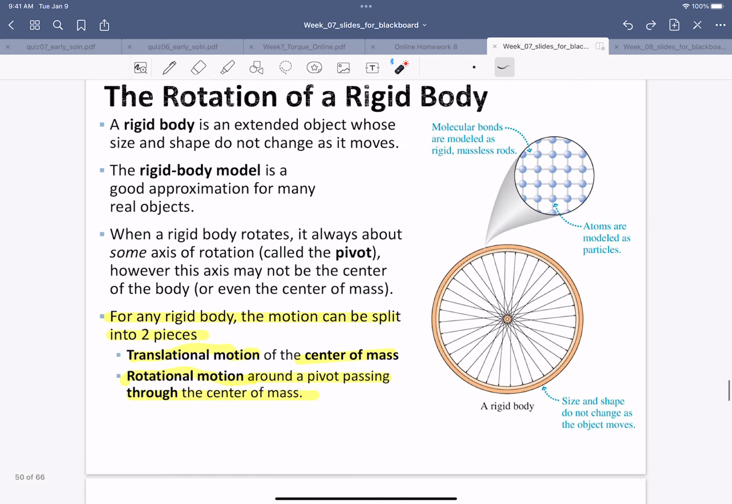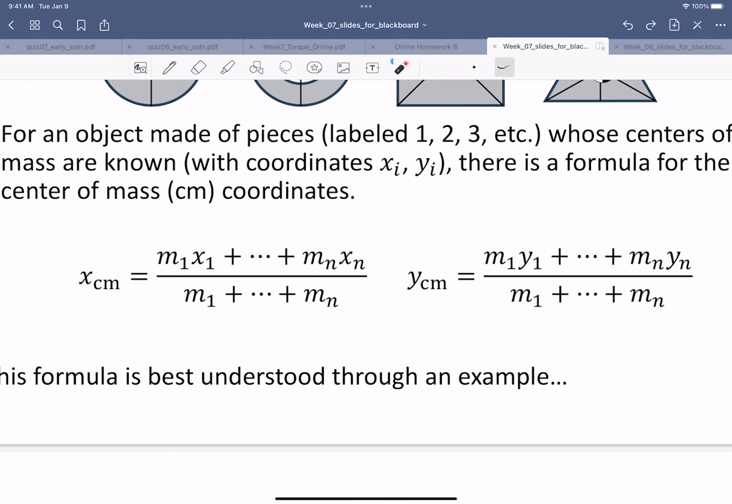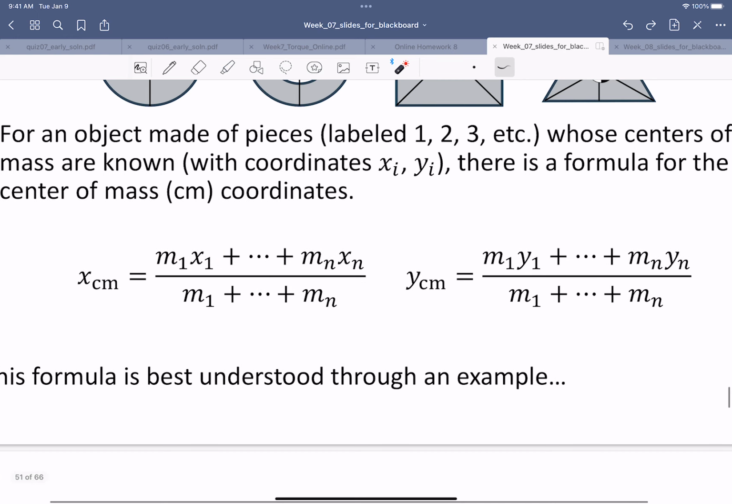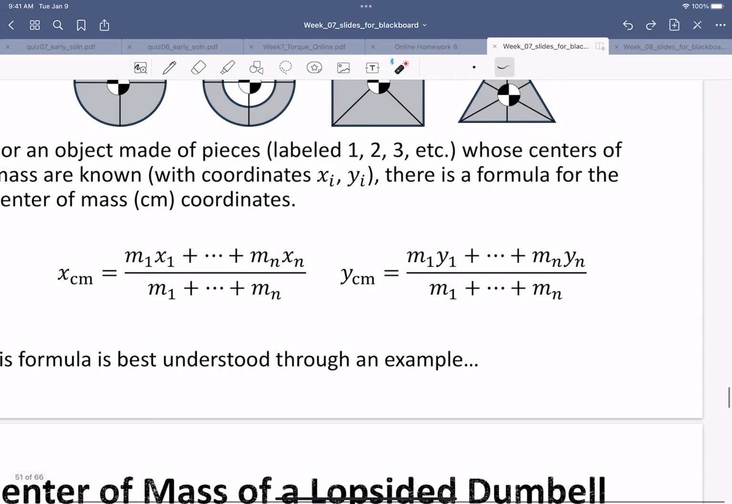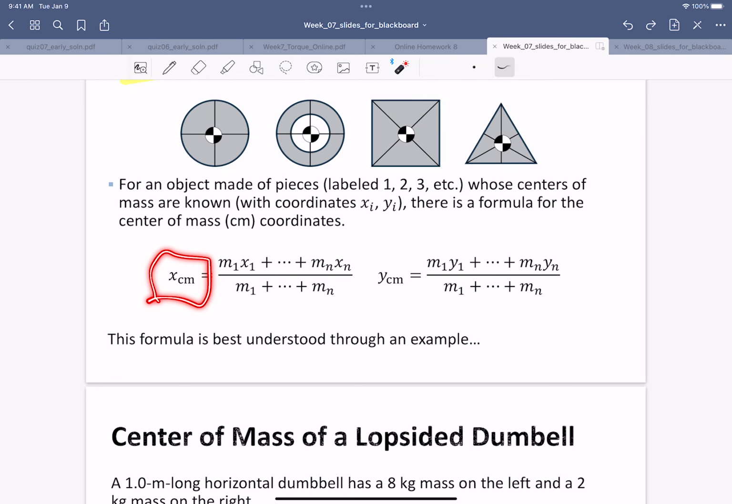That's how you can get where the center of mass is exactly located. The way you do that is you take the mass of the first object, for example, times the distance away from the pivot, and then add it to the mass of the second object times the distance away from the pivot, and so on, then divide by the total mass of all the different pieces in the system. That's for center of mass in the x direction and center of mass in the y direction.